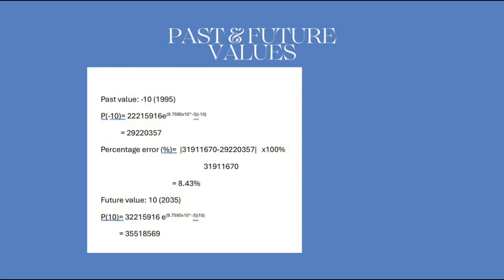For the past value, we calculated it for 10 years back, which is 1995. We inserted negative 10 into the particular solution formula and obtained the value. Then, we calculated the percentage error and got 8.43%.